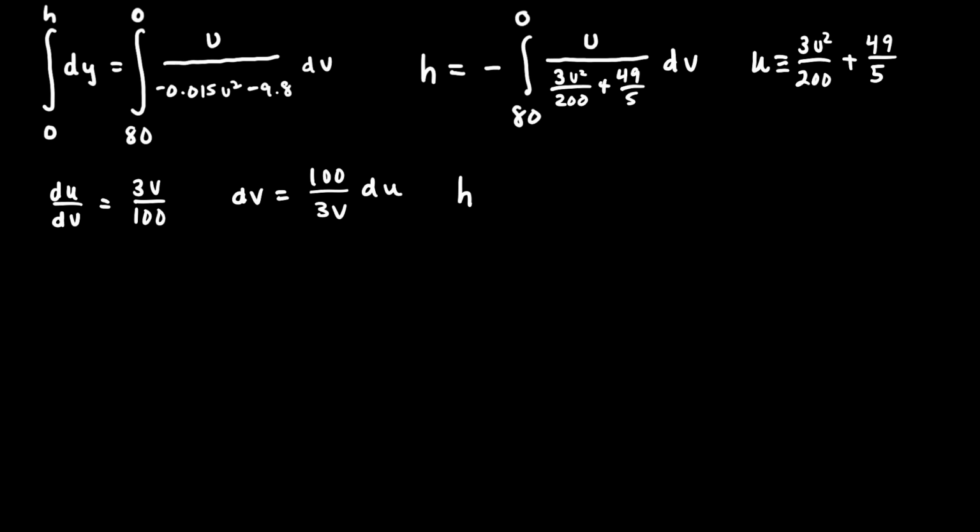And so now what I have is h equals minus the integral from 80 to 0 of v divided by u, right? Because the entire denominator was defined as u. And instead of dv, I write 100 divided by 3v times du. And hopefully you see the simplification, right? We have minus the integral from 80 to 0, and the v on top and the v on the bottom cancel. And what I'm left with is 100 divided by 3 times u, where that u is in the denominator.